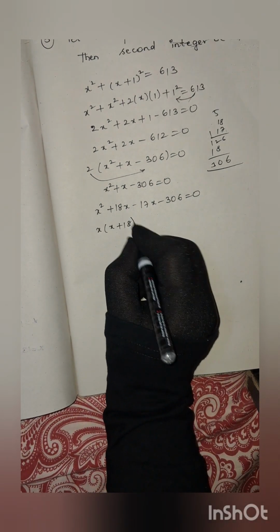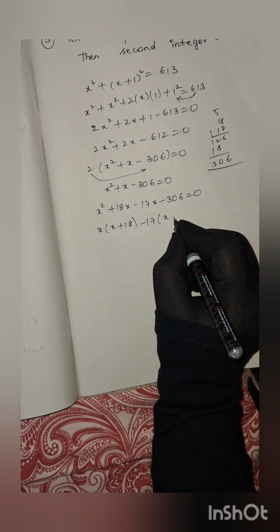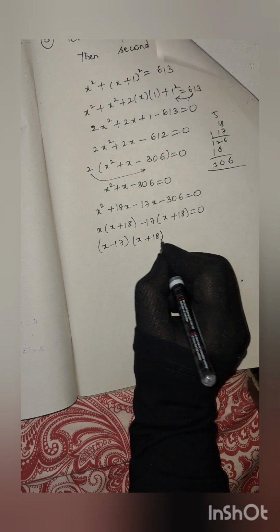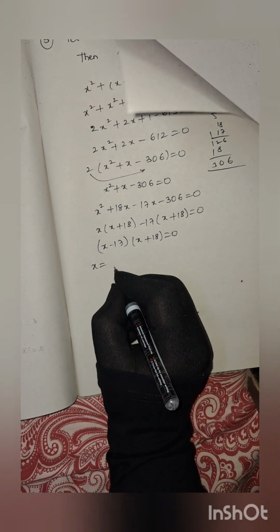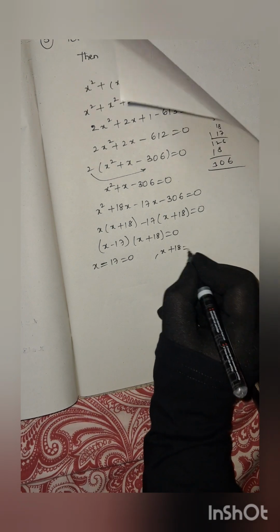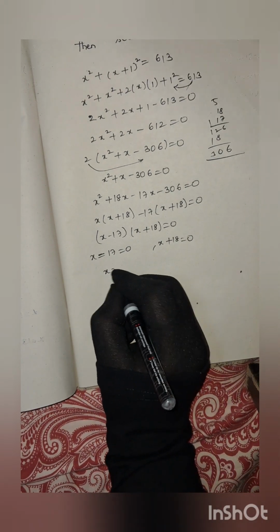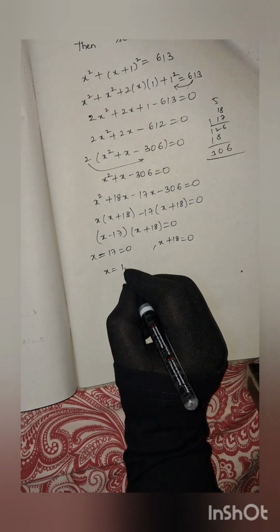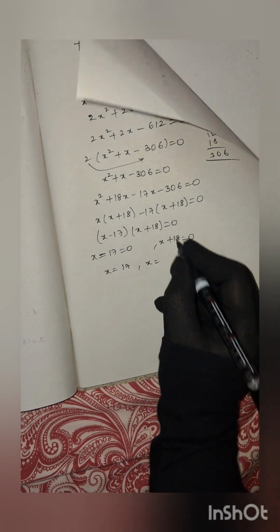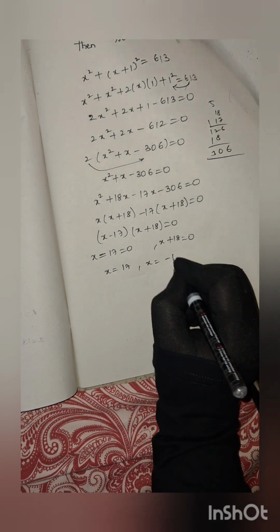So x into x plus 18, minus 17 into x plus 18 is equal to 0. So x minus 17 and x plus 18 is equal to 0. So x minus 17 is equal to 0 and x plus 18 is equal to 0. So x is equal to 17, and x is equal to minus 18.